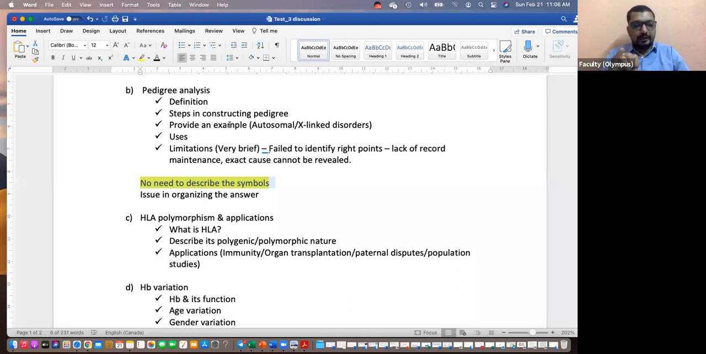What is a pedigree? How is a pedigree chart constructed? Then give an example. An example has to be clear. Let's say: following is a pedigree chart of an autosomal dominant disease, or following is a pedigree chart for a sex chromosome or X-linked recessive disorder, for example hemophilia, or an autosomal disorder, for example sickle cell anemia. Mention the example. Then give the chart and write two or three key points.